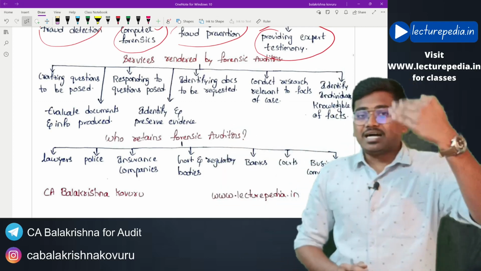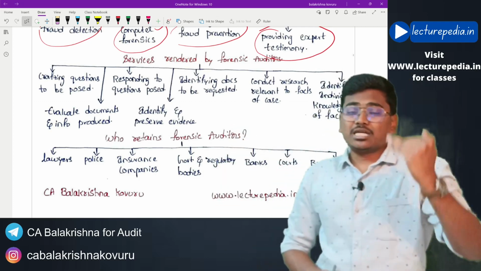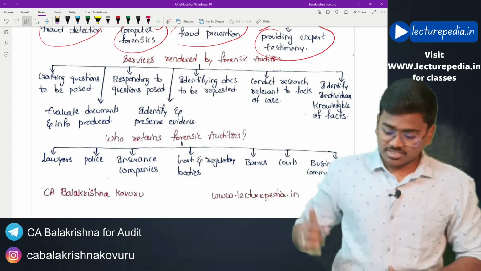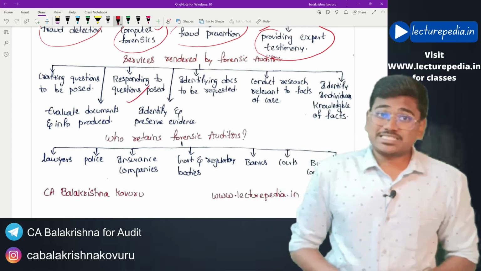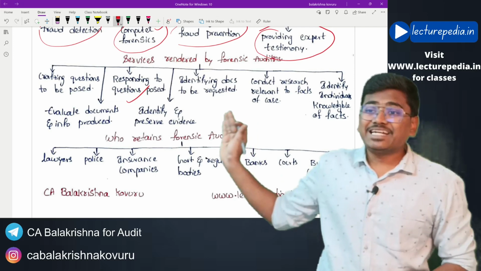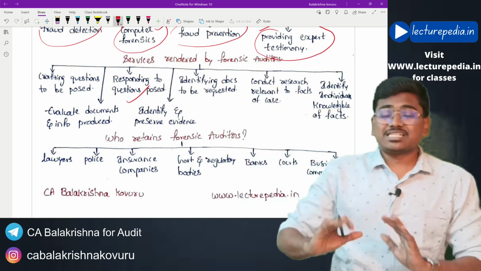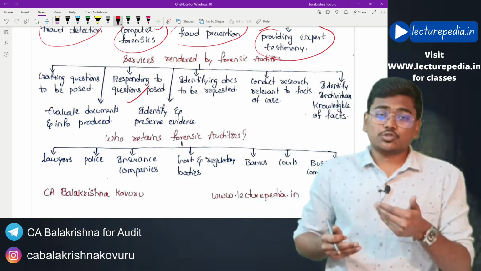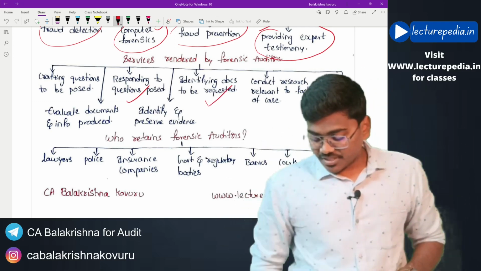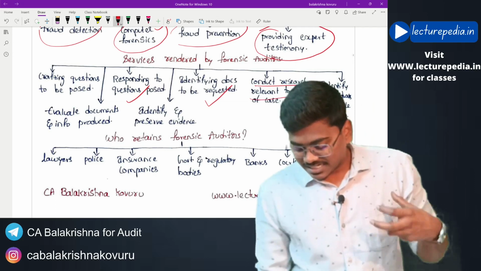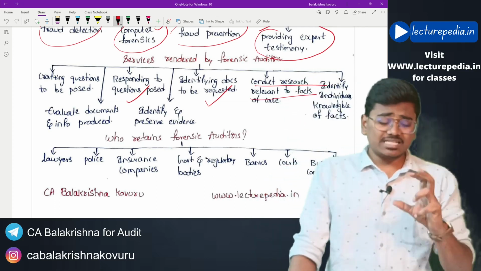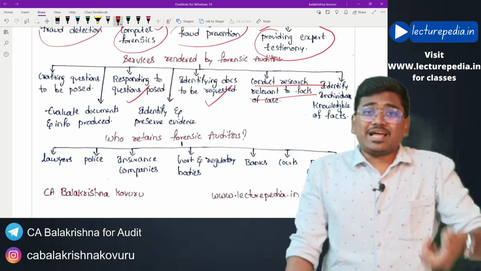Okay, if the other party poses any question, what type of answers has to be given, even this service he will provide, responding to questions posed. And he will identify documents that have to be requested from the third party, which type of documents we have to request during the forensic audit.